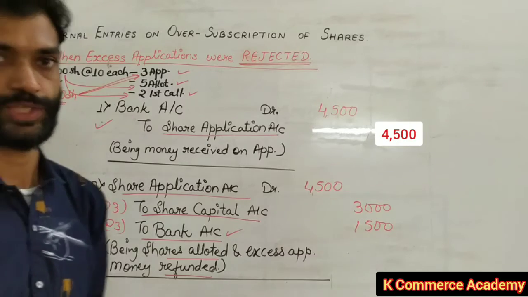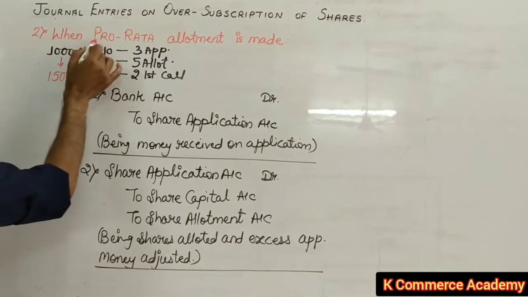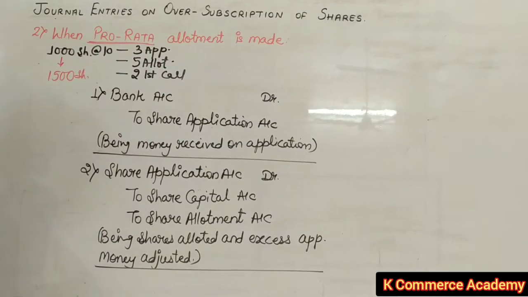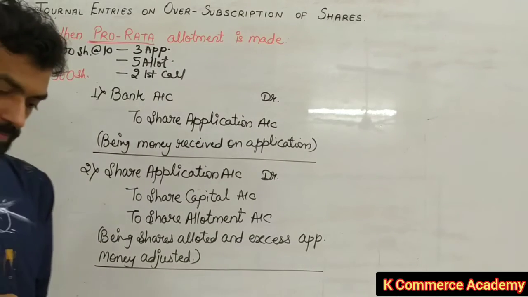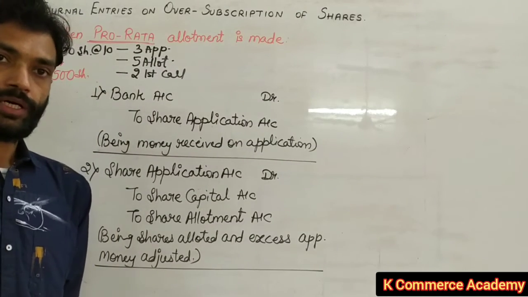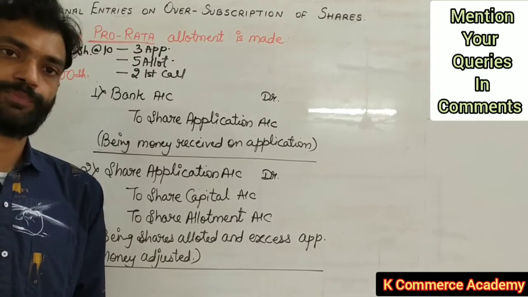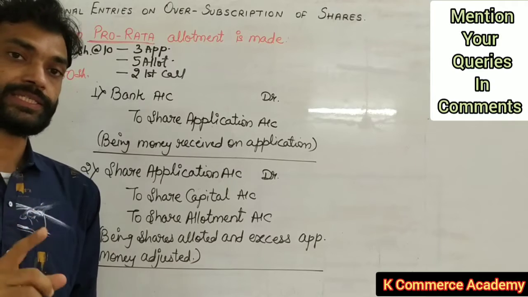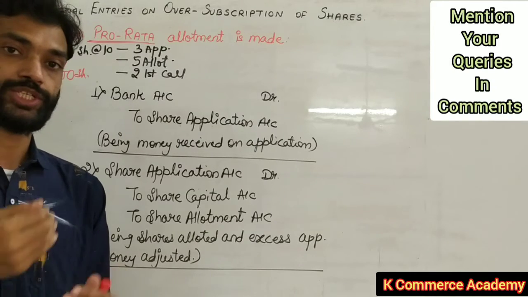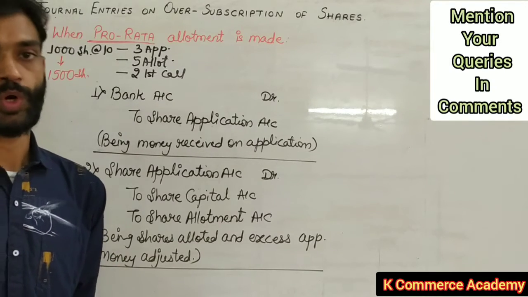Let us deal with the second situation. In the second situation, we have to make the pro rata allotment. So let me recall the situation, that is where the shares have been allotted on pro rata basis or on the proportional basis, and the excess application money has been adjusted towards the sum due on allotment.